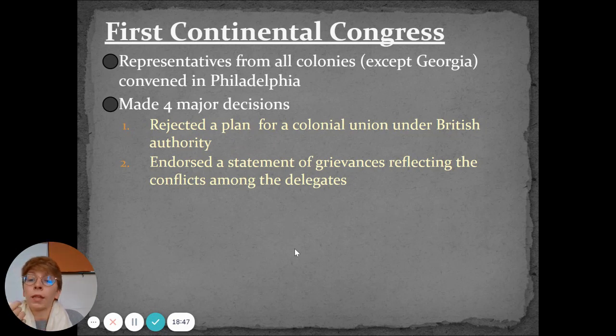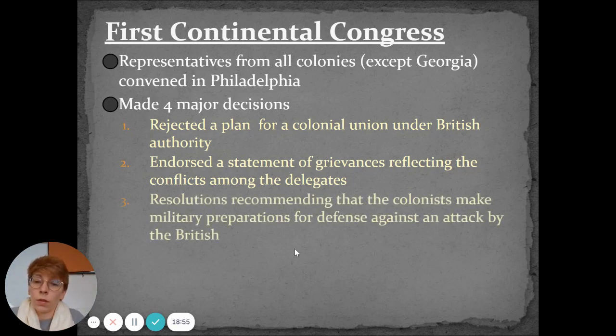They create a statement of grievances. So they create a letter saying, these are the problems that we have. They try to give recommendations as far as how to fix it. But if it doesn't work, they recommend each colony start to make military preparations for defense against an attack by the British.